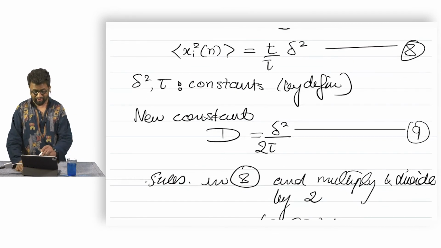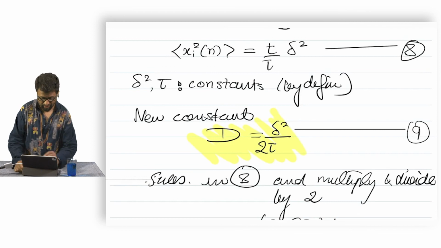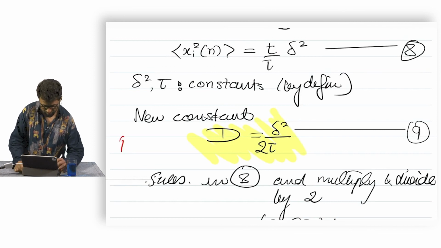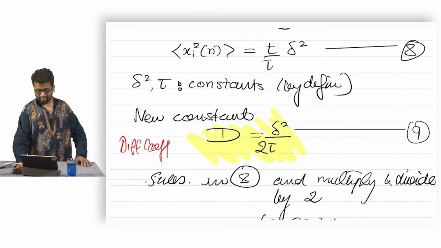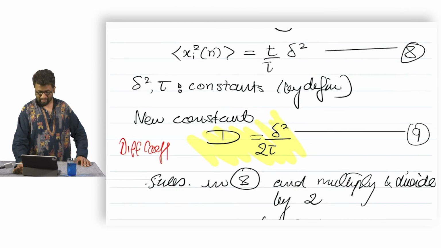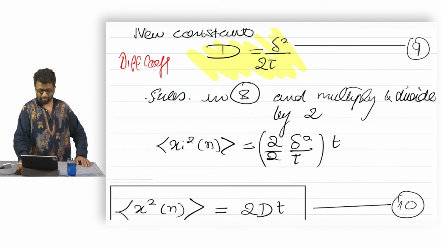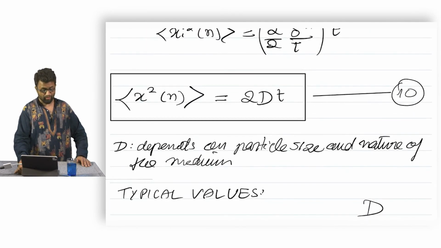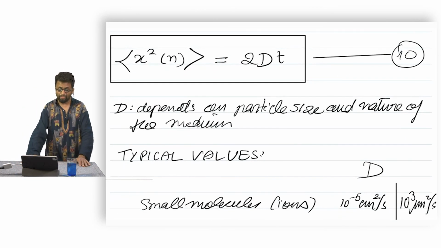by the way, this I have defined as a new term. This is nothing but something that we have heard of earlier, which is called the diffusion coefficient, right. And substituting this into 8 will give us delta squared by tau, but where is the 2? So we multiply and divide by 2, and we then substitute, and we get the averaged x squared(n) is equal to 2Dt. D depends on particle size and the nature of the medium.